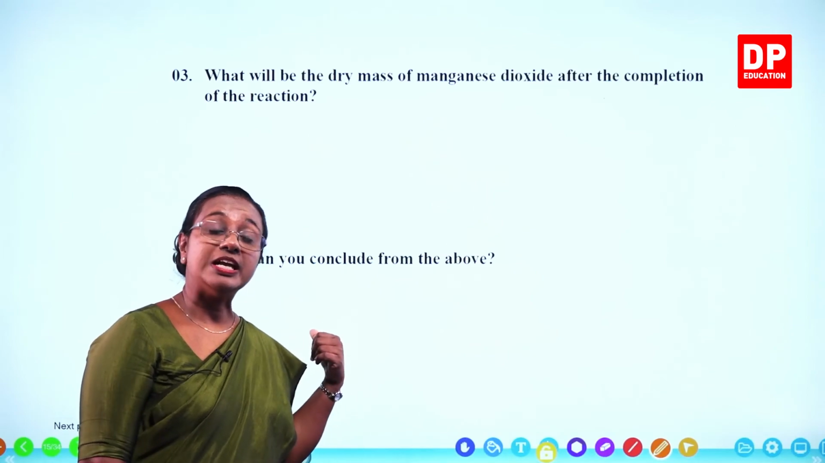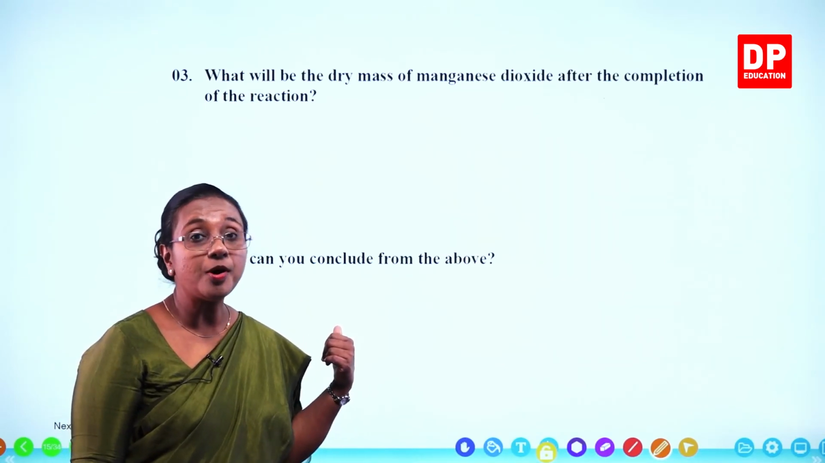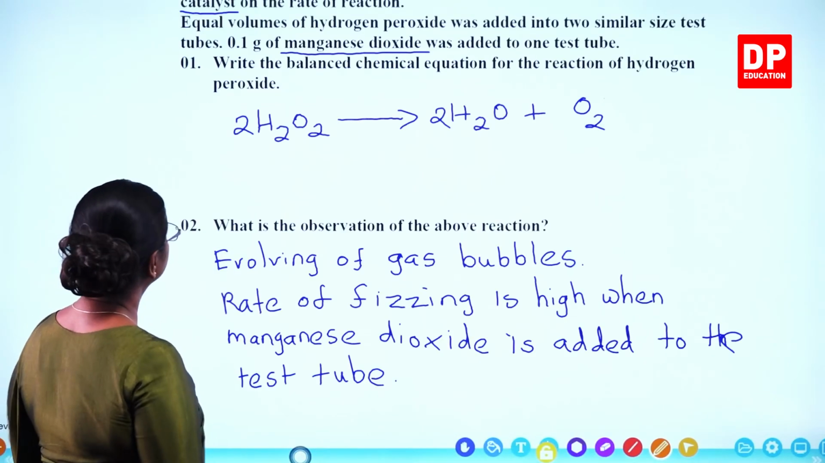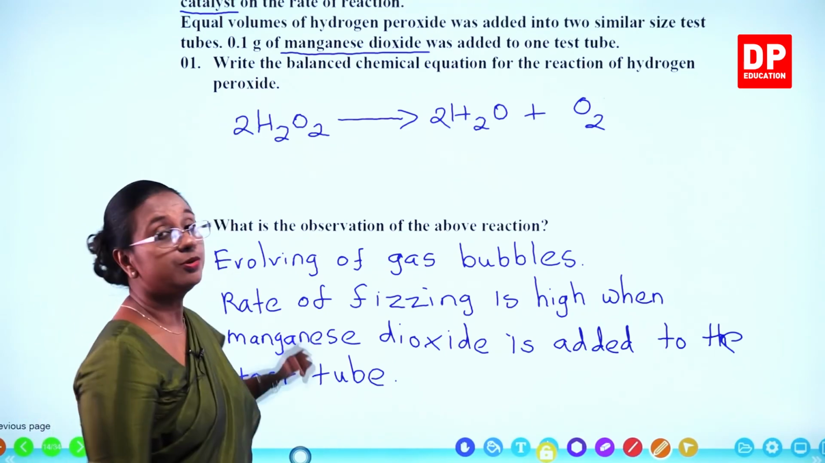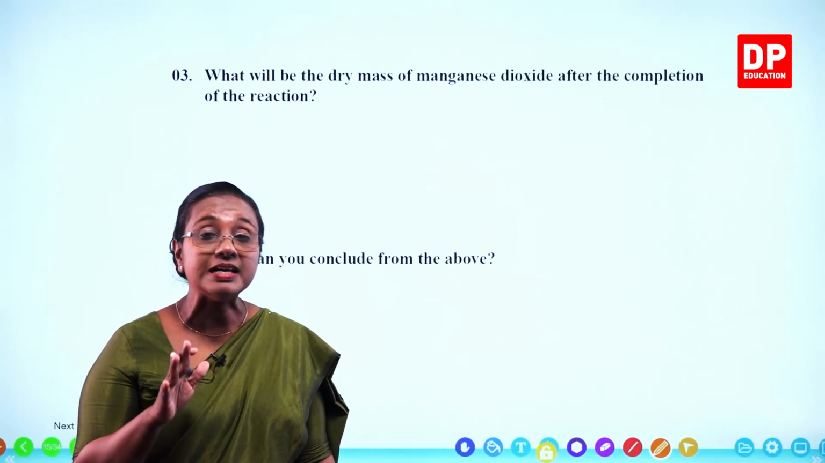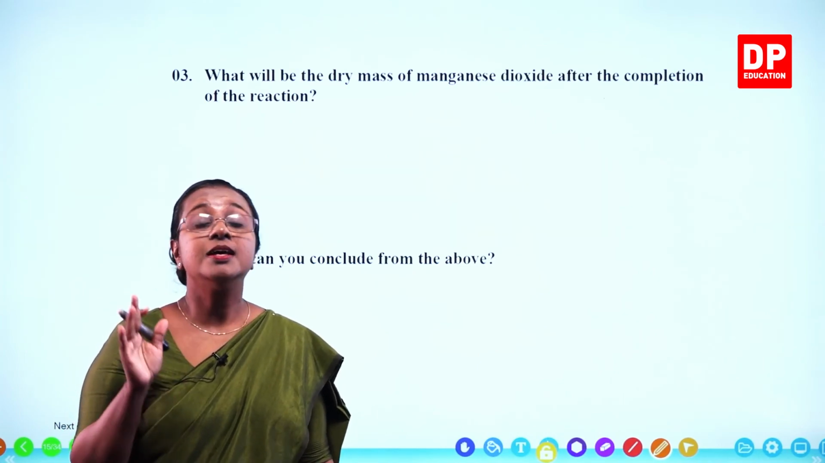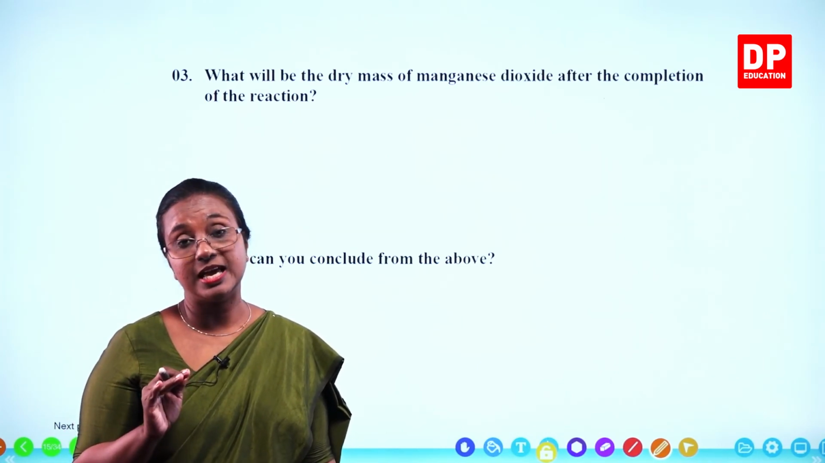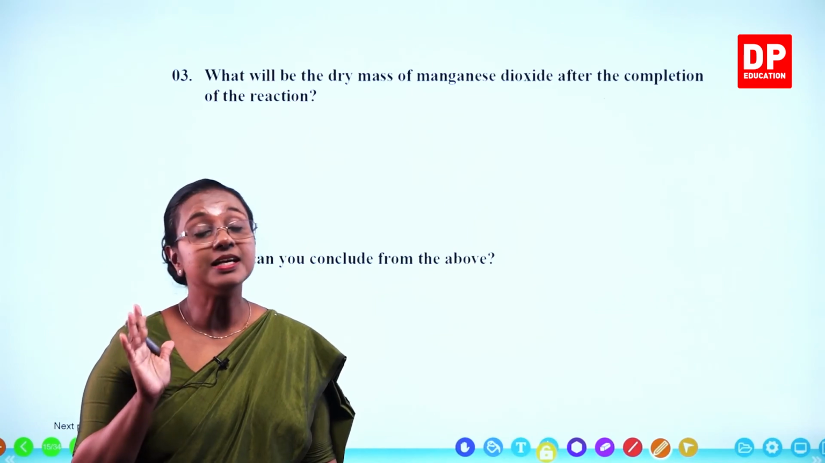So then, what will be the dry mass of manganese dioxide after the completion of the reaction? So, in the question it said 0.1 grams. If you want, you can check the question. There you can see 0.1 grams. 0.1 grams is the initial mass of manganese dioxide. Now, this manganese dioxide is not chemically consumed during the reaction. Why? Because it is a catalyst.